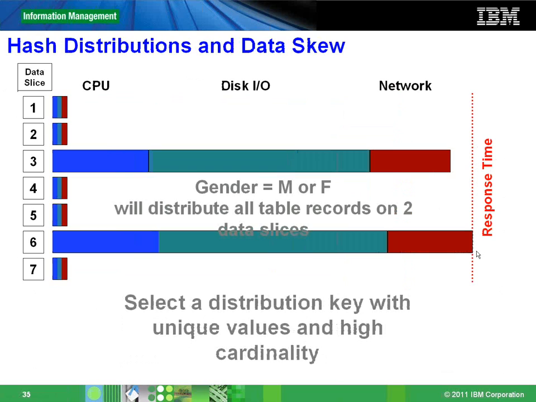Now, this is an example of a ridiculously chosen distribution key. Somebody decided they'll choose gender as their distribution key. So there can be only 2 possible values for gender, male or female. Thereby, all your data resides on just 2 disks, right?